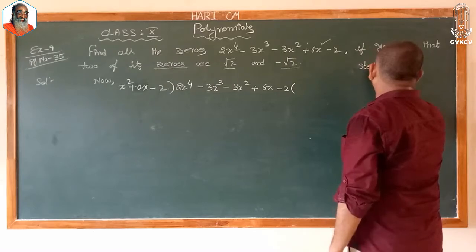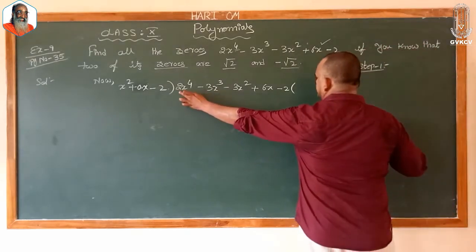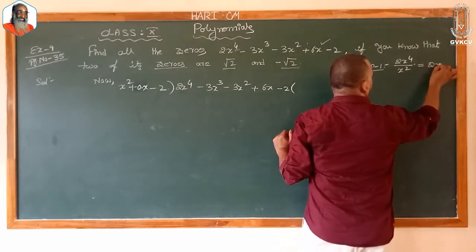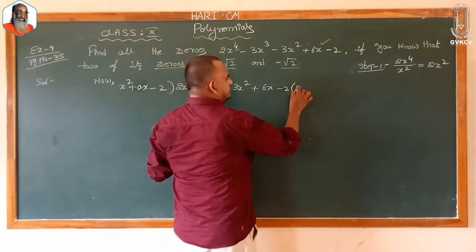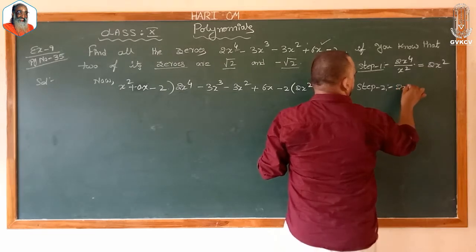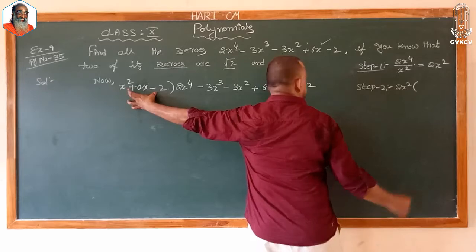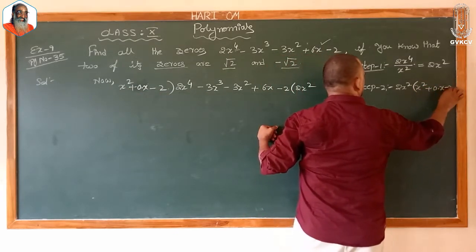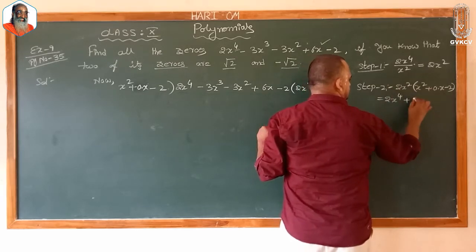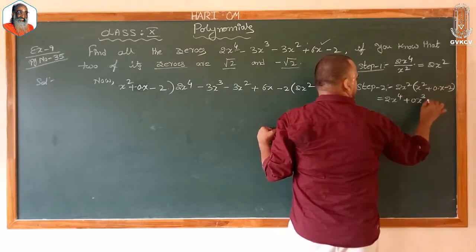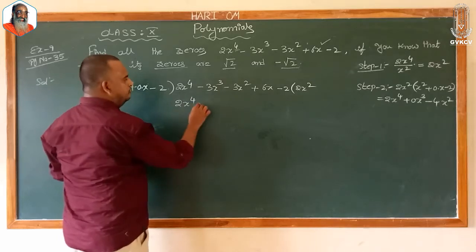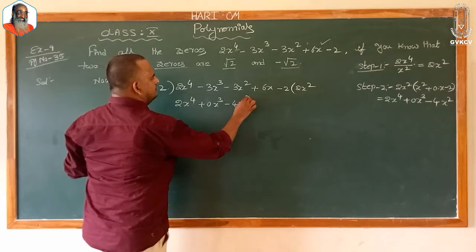As we know that step 1. What is our step 1? The first term of the dividend 2x power 4 and the first term of the divisor x square. When we calculate here, what I will get? 2x square will come. So let us write that 2x square in quotient place. Step 2. What is step 2? With this quotient 2x square, we are going to multiply the divisor, that is x square plus 0 into x minus 2. 2x square into x square, 2x power 4, plus 2 zeros are 0, x cube, plus 2 twos are 4, x square. Now what is the value we have? 2x power 4 plus 0x cube minus 4x square.